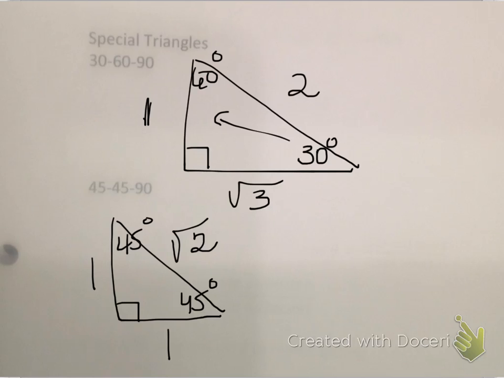Now I could show you and prove to you that these both fit with the right triangles and Pythagorean theorem, a squared plus b squared equals c squared. These need to be memorized for the quiz, along with your sine, cosine, tangent, secant, cosecant, and cotangent. Alright, we're going to talk a little bit about cofunctions.